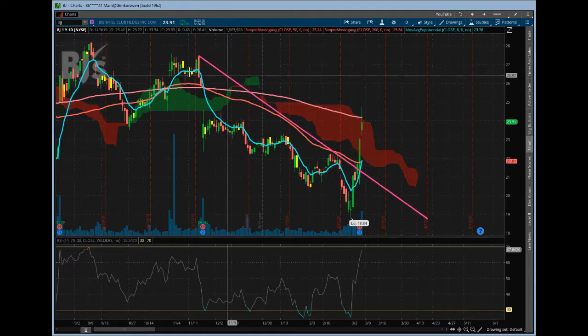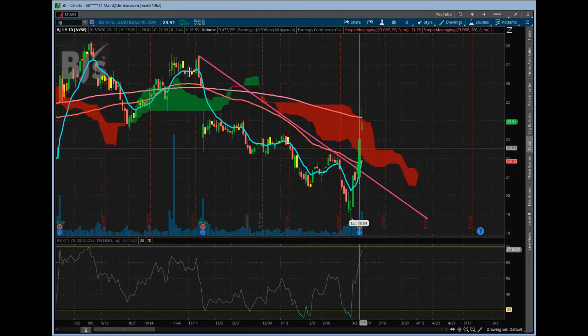Anyway, so I like this right here. I like how it broke out here over the downward trend line. That's good, right?